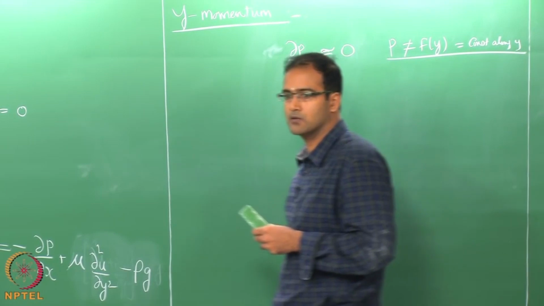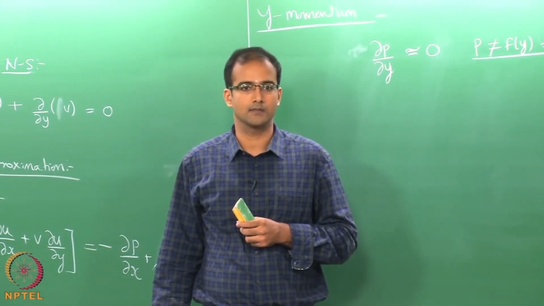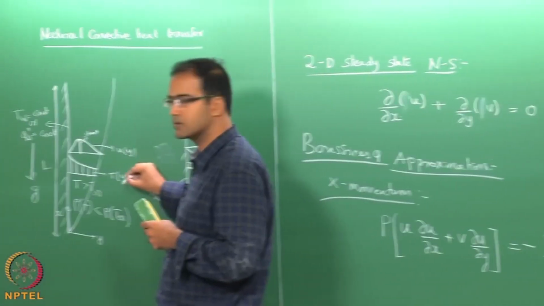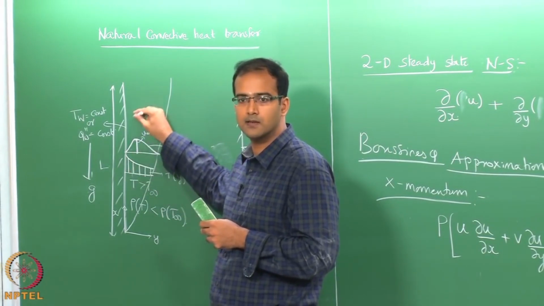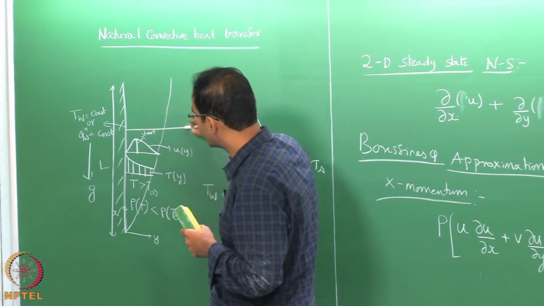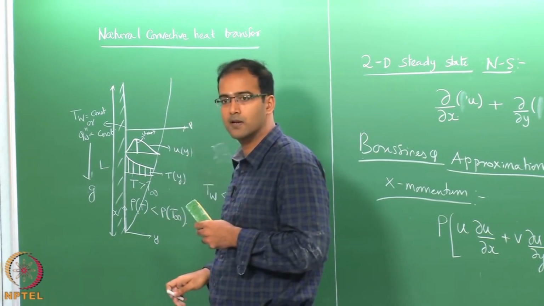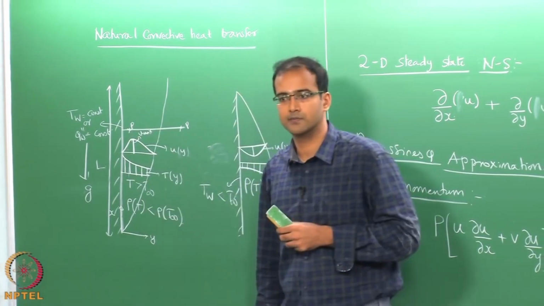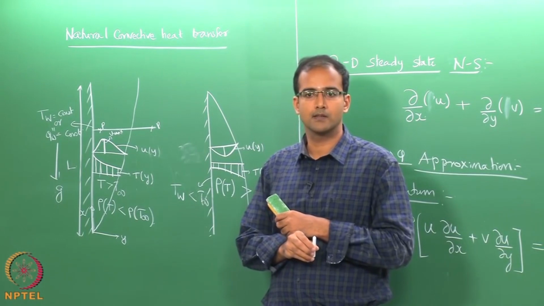So, this is the same conclusion that we also got for the external forced convection. That means the pressure that you calculate outside the boundary layer, the same variation also happens inside the boundary layer. So, if you draw a line here, the pressure at this point outside the boundary layer will be the same as the pressure within the boundary layer. So, that is why your dp by dy is approximately 0.